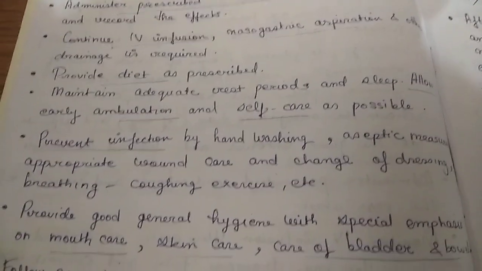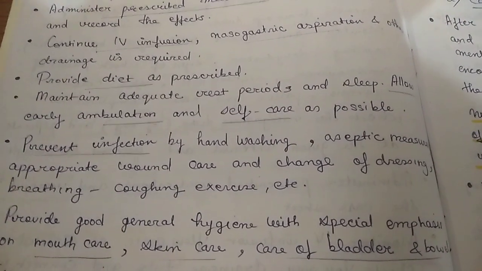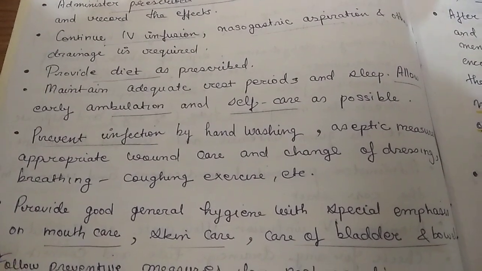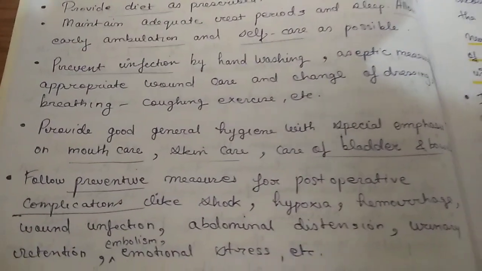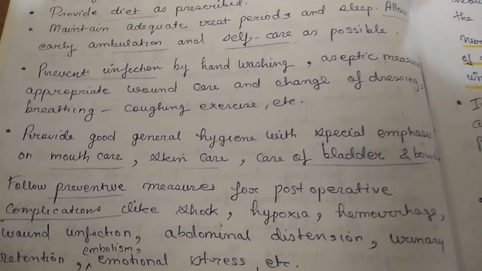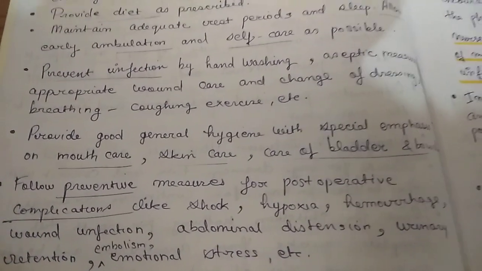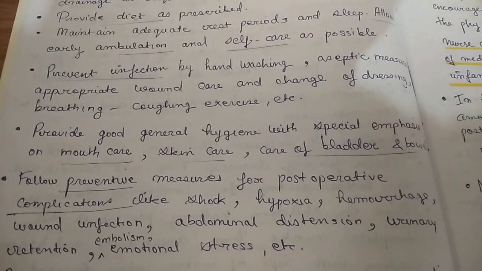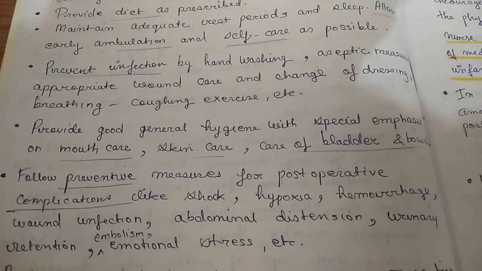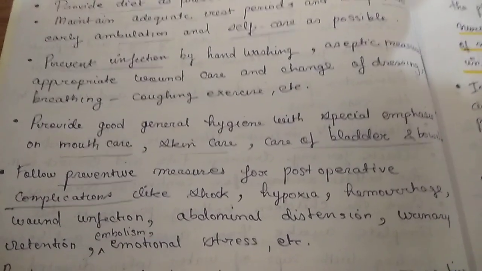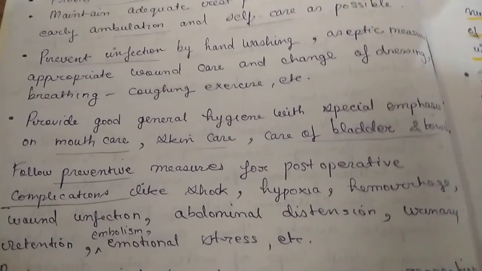Then prevent infection by hand washing, aseptic measures, appropriate wound care and change of dressing, breathing and coughing exercises, etc. And provide good general hygiene with special emphasis on mouth care, skin care, and care of bladder and bowel. Obviously, mouth care, skin care, and care of bladder and bowel are more prone areas to get infections, since we are using nasogastric tubes, and also skin care, since the patient is not moving after the surgery. The surgical portion skin care is very mandatory, and also the care of bladder and bowel.